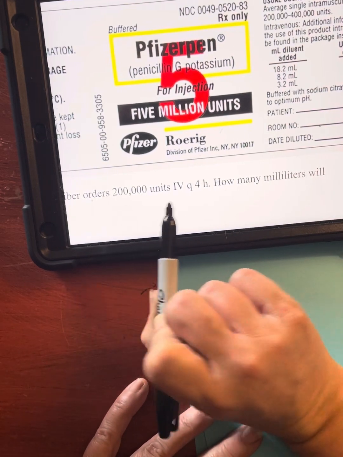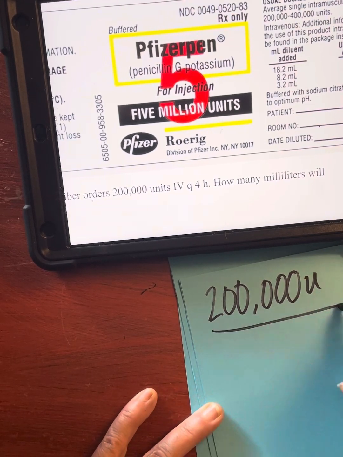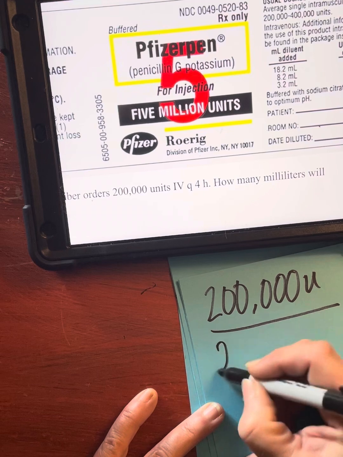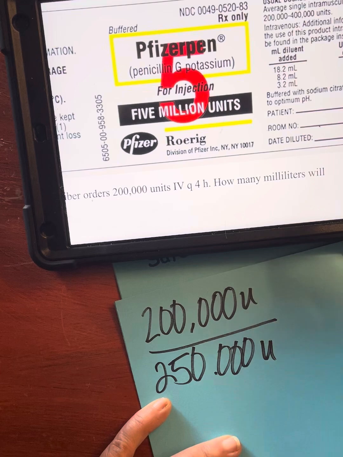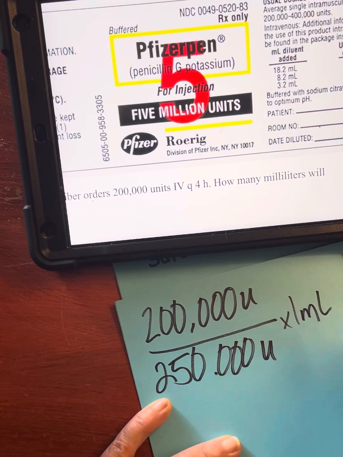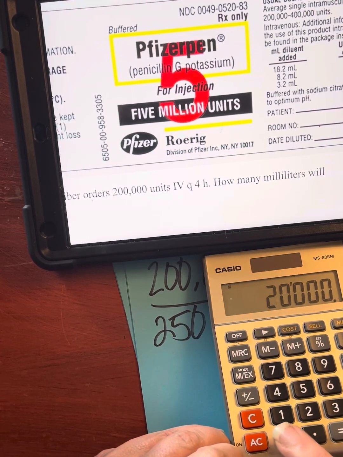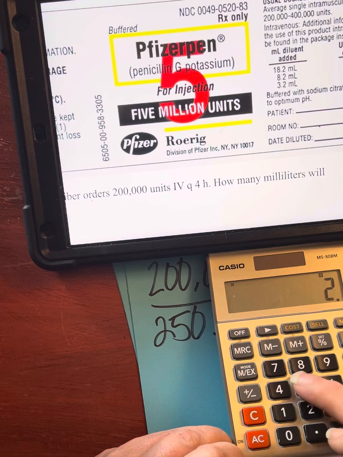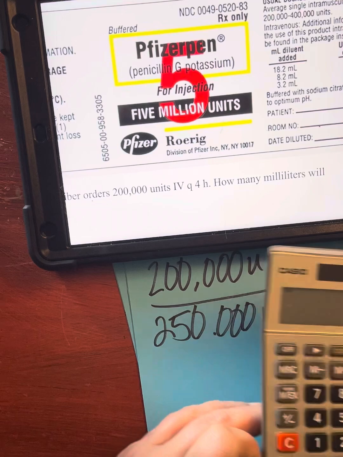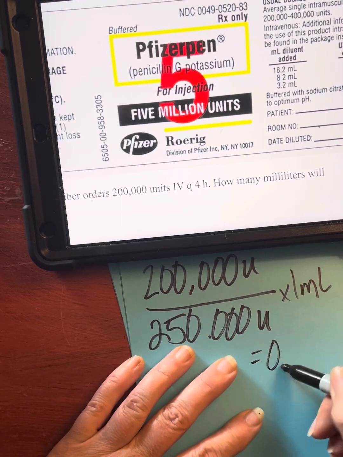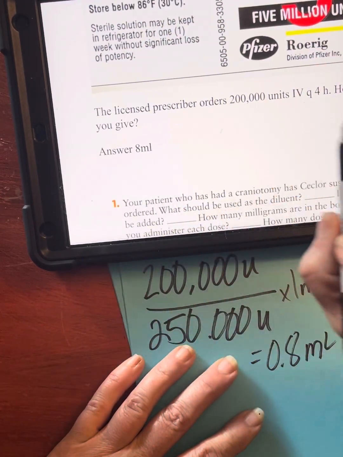He wants them to get 200,000 units. Look, if I'm frustrating you, you can swipe left and good luck, okay? 250,000 units is what I have in my strength per 1 ml. And so look, I'm going to do the math. 200,000 divided by 250,000 equals 0.8 milliliters is what I would give him. And look, we saved them.